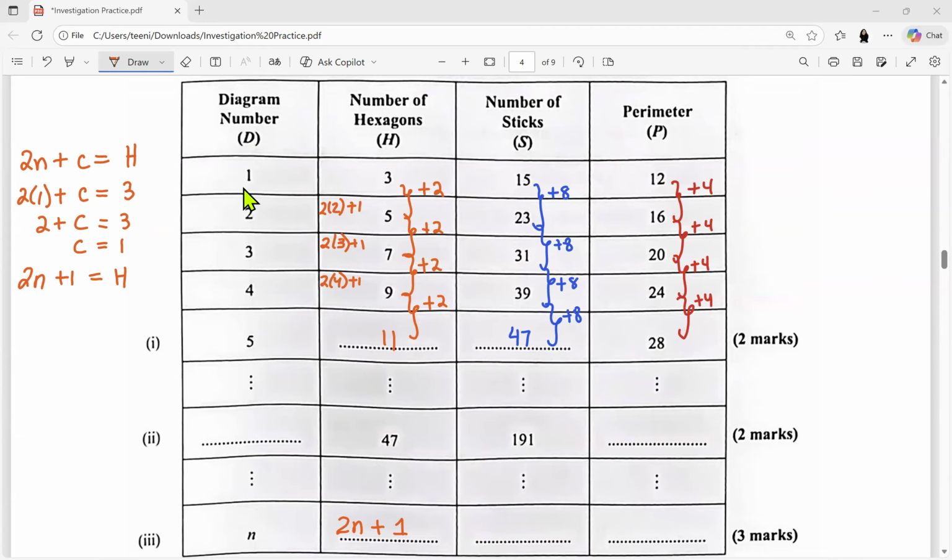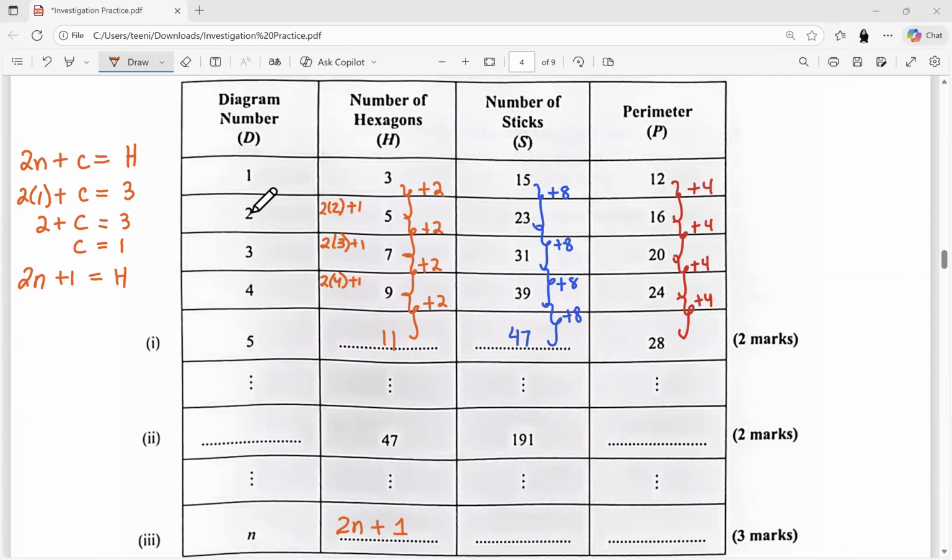When n is 1, we substitute 1 into the equation 2n plus c is equal to h. In the first diagram, the number of hexagons is 3. So 2 times 1 plus some value c will give me 3. Well, 2 times 1 is 2, and 2 plus c is equal to 3. So if 2 plus c is equal to 3, it means c is equal to 1. So you can use that rule, 2 times the diagram number plus 1, to give you the number of hexagons.